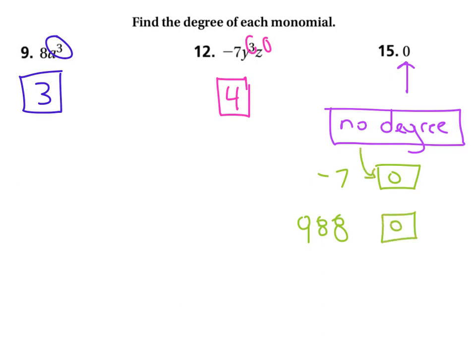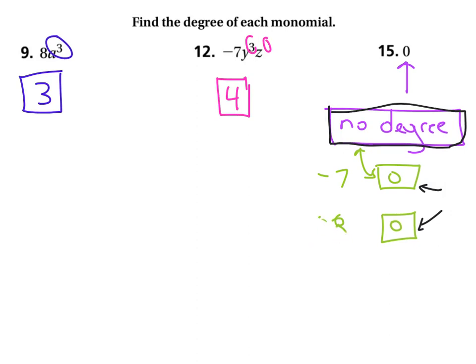So notice that having a degree of 0 is different than not having a degree at all. Okay, these two constants, these two non-zero constants, they do have a degree that we can call them. They have degree 0. But we can't say that 0 has degree 0. It doesn't even have a degree of 0. It has no degree at all.